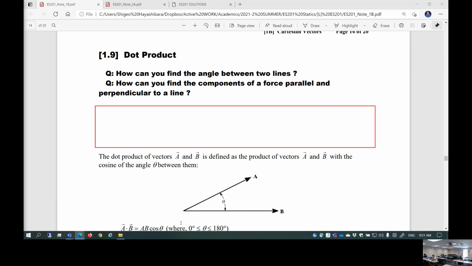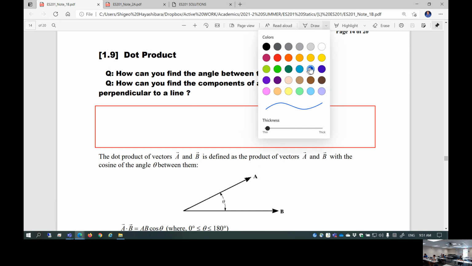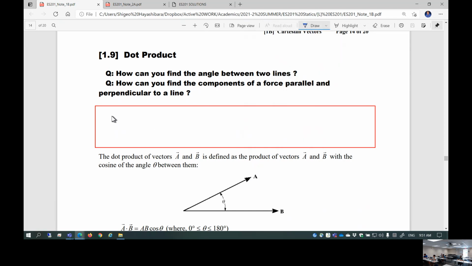Another question. How can you find the components of force parallel and perpendicular to a line? Let's say this vector A is a force vector. This is a point O. This is a point B. You draw line OB. Now, along the line OB, how much component of force A do you have? And perpendicular to the line OB, how much component of force A do you have? How can you find those kinds of things? This is actually probably a dumb question to begin with. You know the answer. What is it?